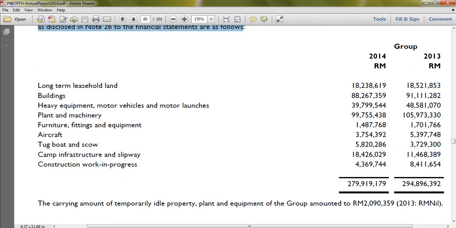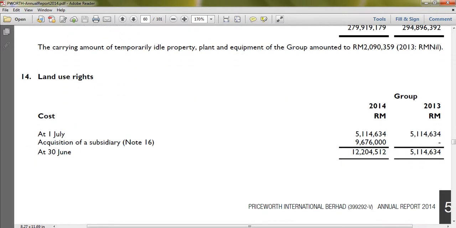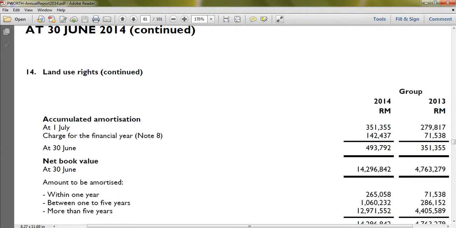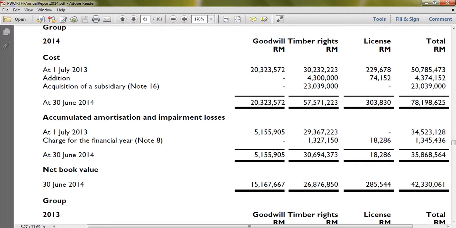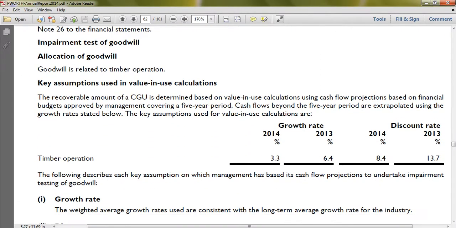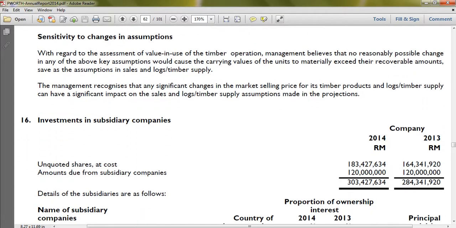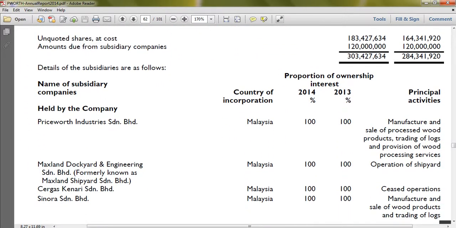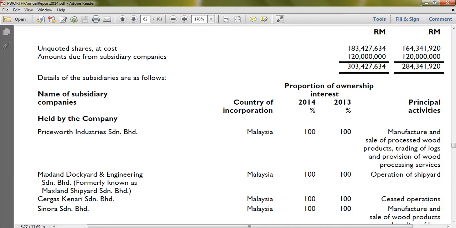Just have a look at this long term, this whole land and building. Nothing much over there. And then land use, right? It didn't mention where it is or how much it is. Not really open, I think, these companies. Investment subsidiaries.